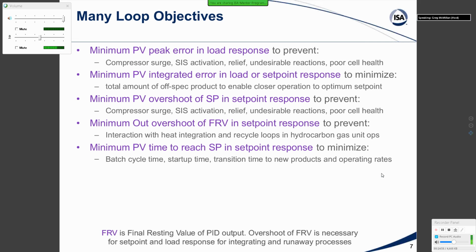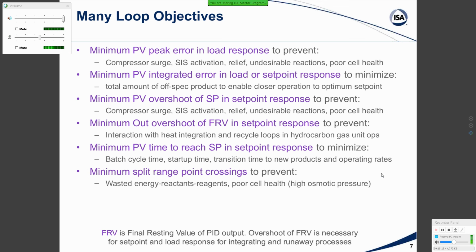Next is the minimum time to reach set point in the set point response, and I ran into this because the batch cycle times I'm involved with were in the order of hours, and then also for startup times, trying to minimize those, and transition times between new products and operating rates.